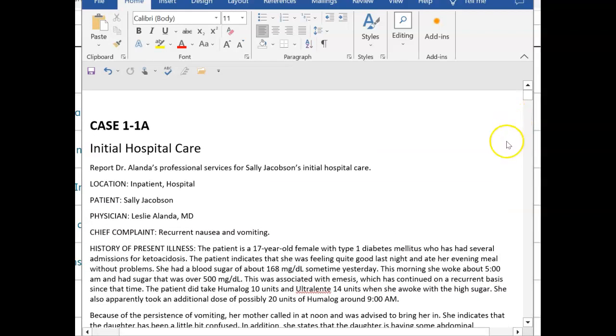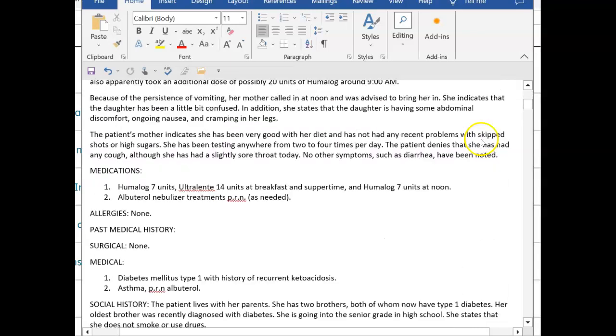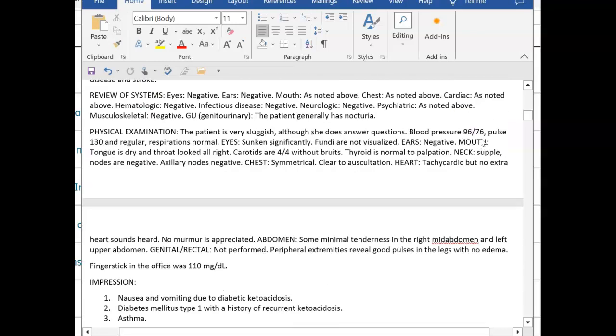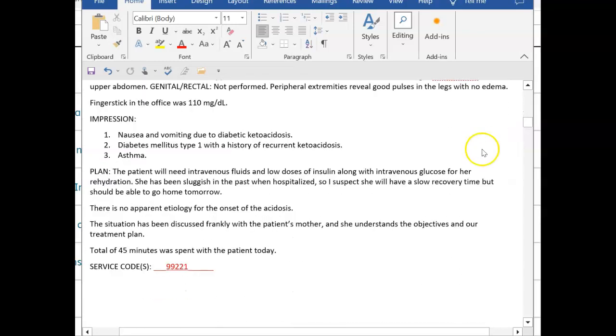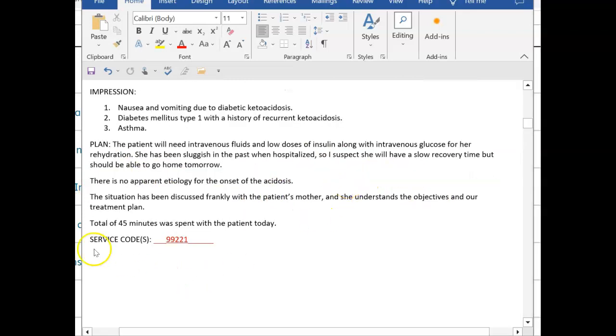Okay, I'm going to go over this assignment, starting with case 1-1A, the initial hospital care. Whenever it states initial hospital care, you're going to go with the section of 99221 through 99223. When we get into the plan on what they're all going to do, you see that there is 45 minutes spent with the patient today. So we are going to go with code 99221.